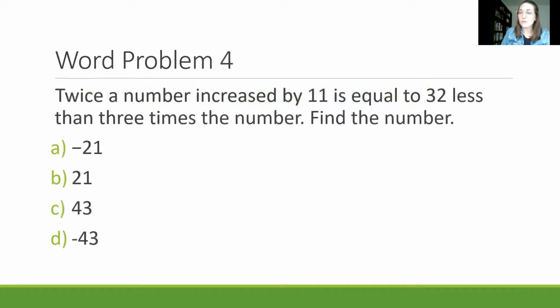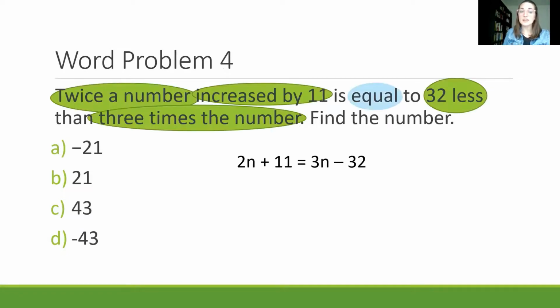For word problem 4, we have a very similar setup here. It says twice a number increased by 11 is equal to 32 less than 3 times the number. Find the number. So important words here, twice a number. Well, twice is going to mean times 2. A number is our variable, and we'll use n again here. And then it says increased by 11. So we're going to add 11. So that first part, we already see twice the number, so 2 times the variable n plus 11.